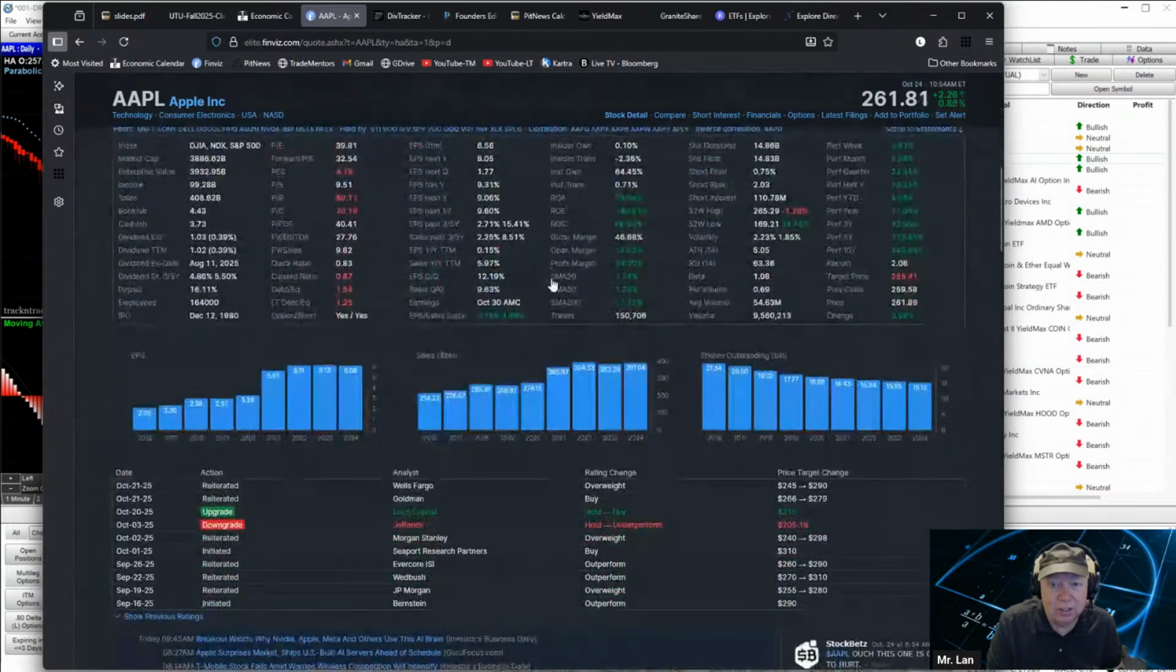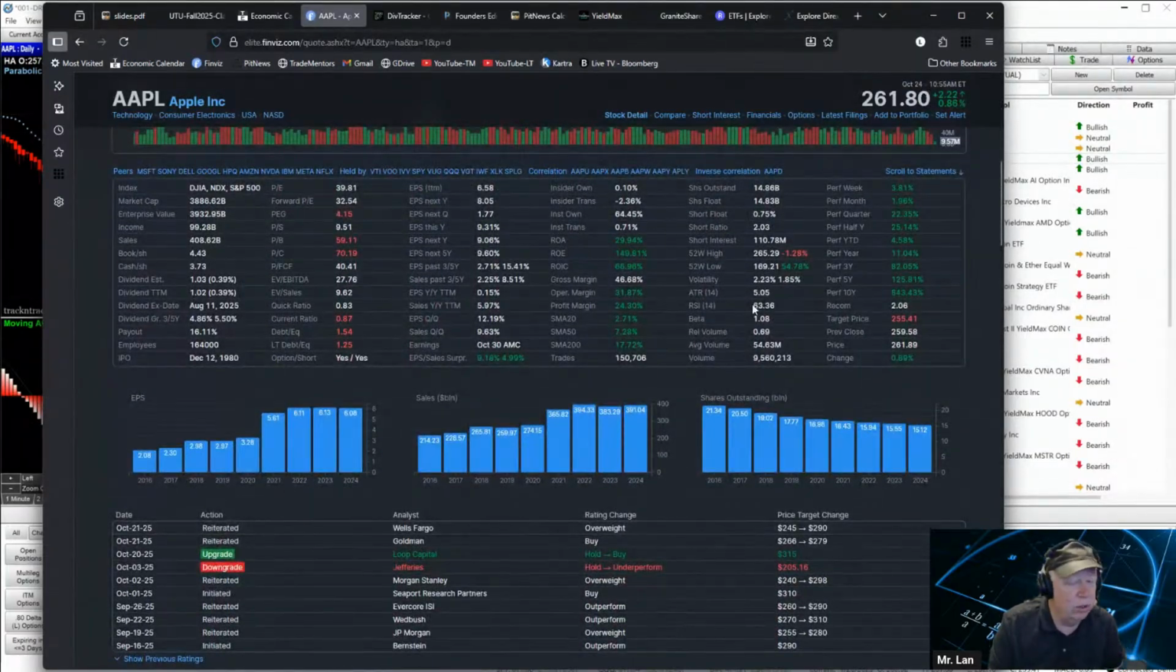And we're going to slide down here. And this is the most important part, this window here of this little program. This is why we love this little program, because it's got all the fundamental information. Fundamental information, again, is how many sales they have this year versus past years. Are they making money? Are they losing money? What are the shares outstanding?